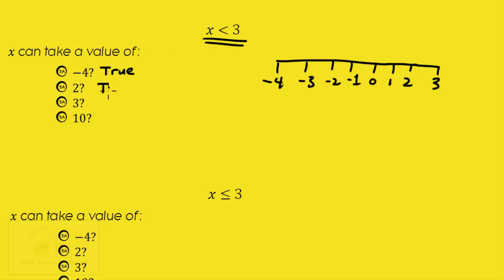Yes, so that's true. X can take a value of 3. Is 3 less than 3? No, so it's false. X can take a value of 10. Is 10 less than 3? No, so the response is false.